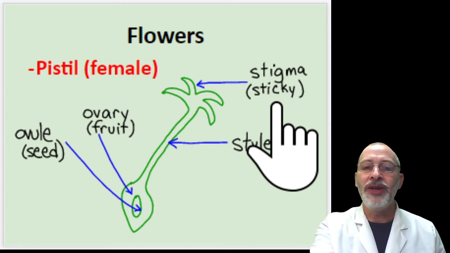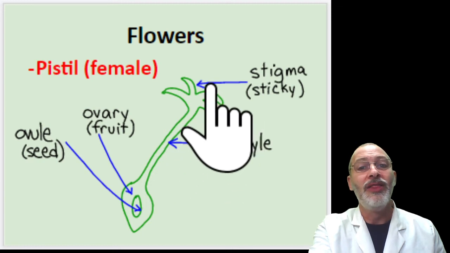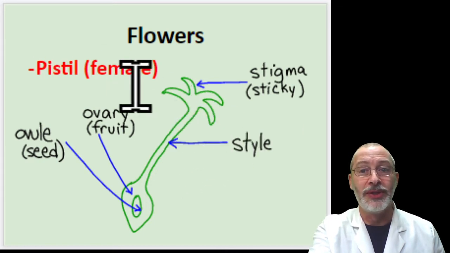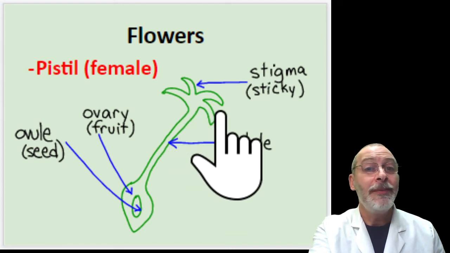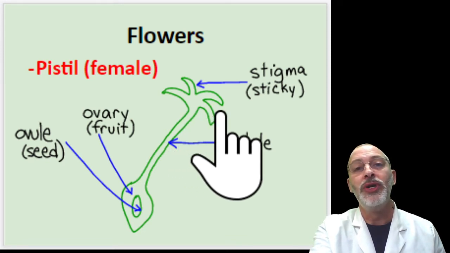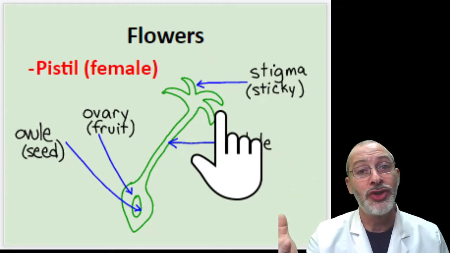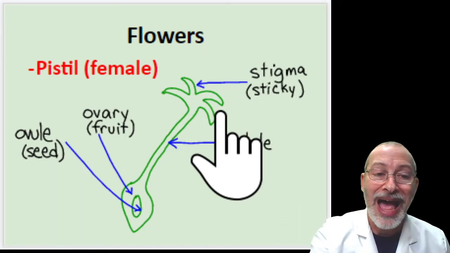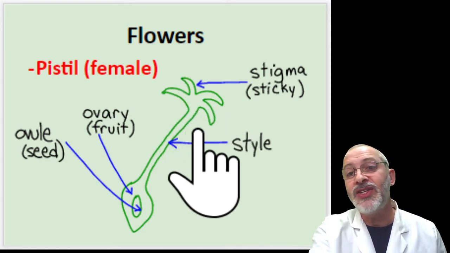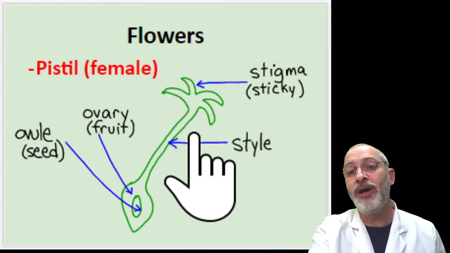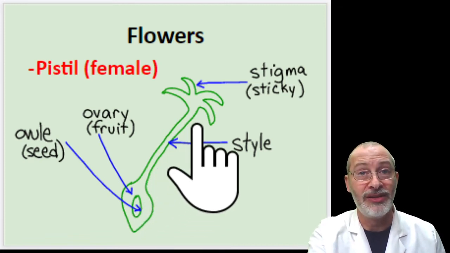So when we're thinking about flowering plants and we think about the female part, the pistil has a stigma on the top which is sticky in order to allow the pollen, which contains the sperm cells, to attach to the sticky stigma. Now, that sticky stigma is on top of a structure called the style.